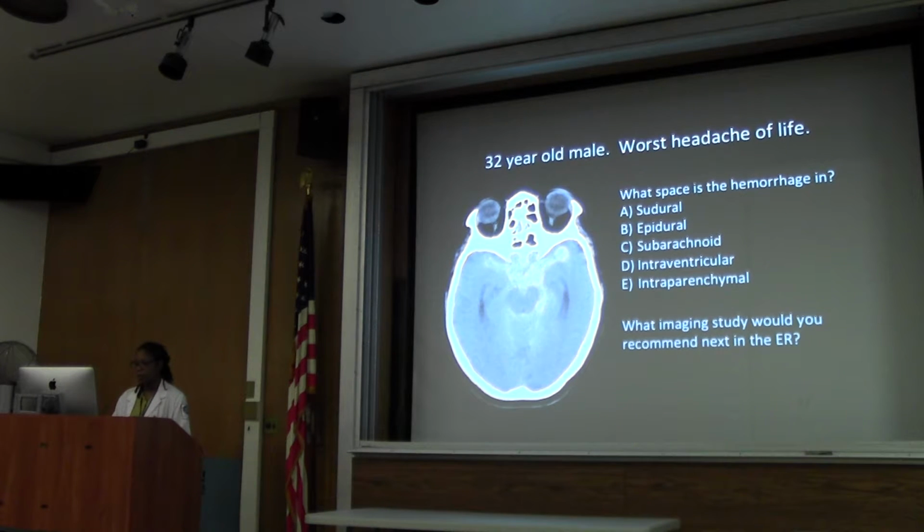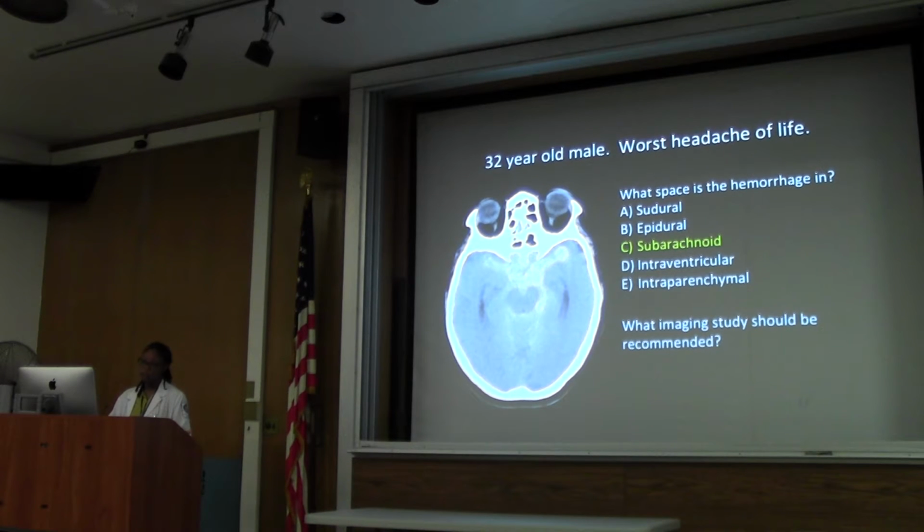All right, this is a 32-year-old male with a very stereotypical worst headache of life. I mean, what do you see here? Right, so we can see here there's a lot of bright foci throughout. Which area is this? This is the region of the suprasellar cistern, right? And instead of seeing normal cerebral spaces, what we're seeing is a lot of hemorrhage. This is subarachnoid blood, okay?